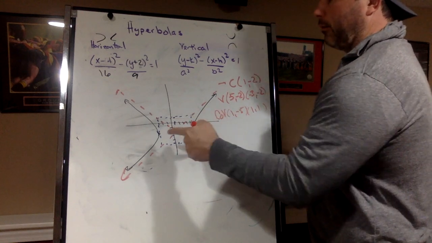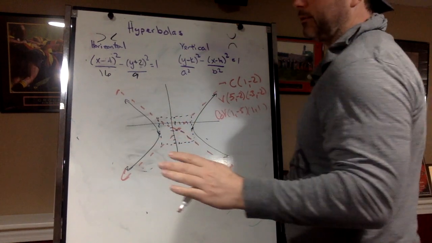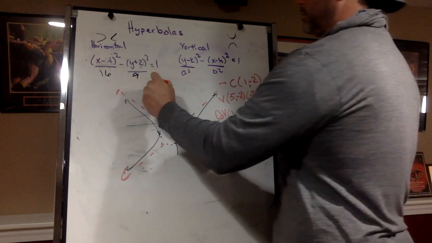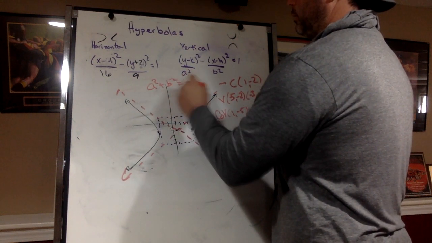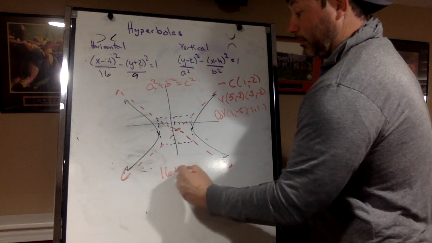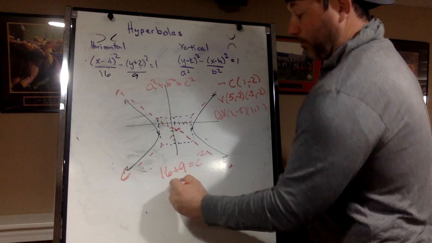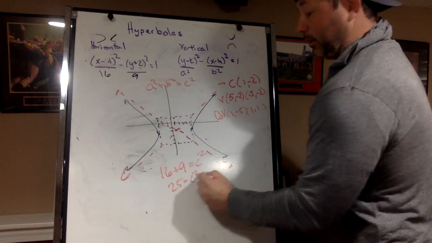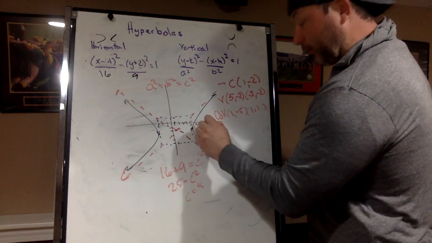Okay. Foci. The equation for foci, for ellipses, if you remember, was a squared minus b squared equals c squared. This time it's a squared plus b squared equals c squared. So we get 16 plus 9 equals c squared. So that's 25 equals c squared. So c is 5.